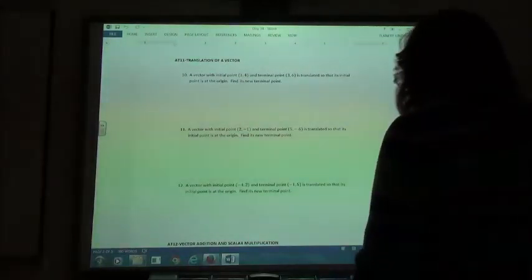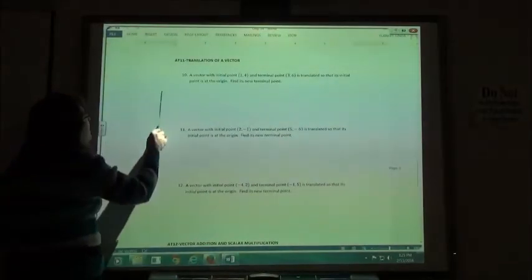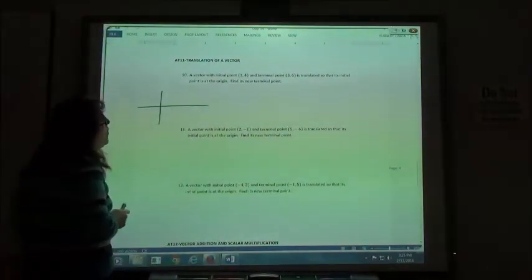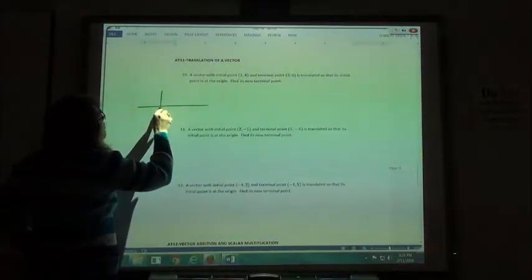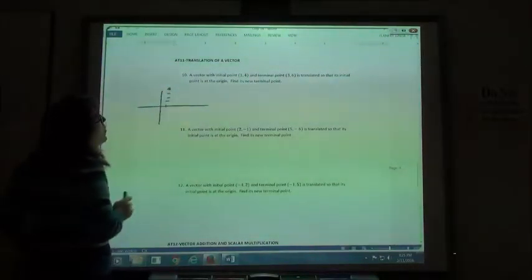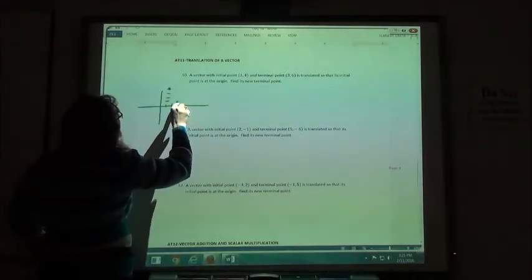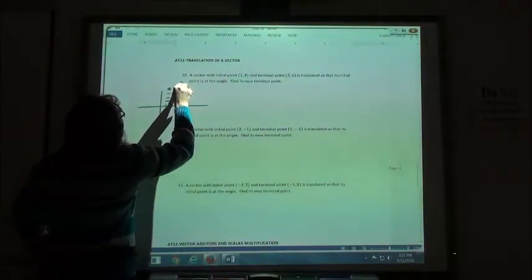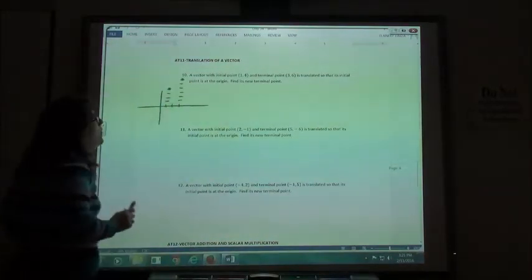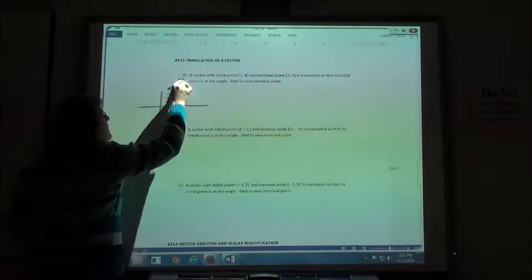10, 11, and 12 are translating our vector. So if I think about it, if I have my vector, it has an initial point at 1, 4. So over 1, up 1, 2, 3, 4. There's my initial point. My end point is at 1, 2, 3, 1, 2, 3, 4, 5, 6. My terminal point or end point would be at 3, 6, and my vector would go like that.